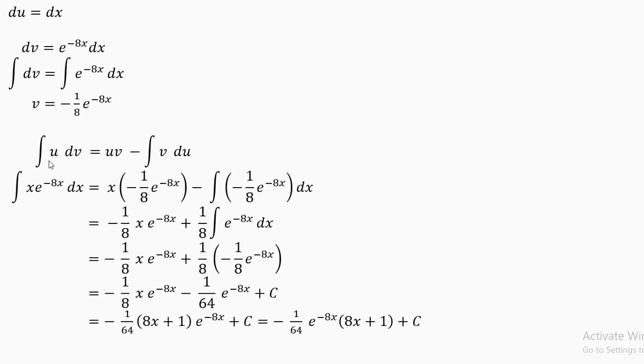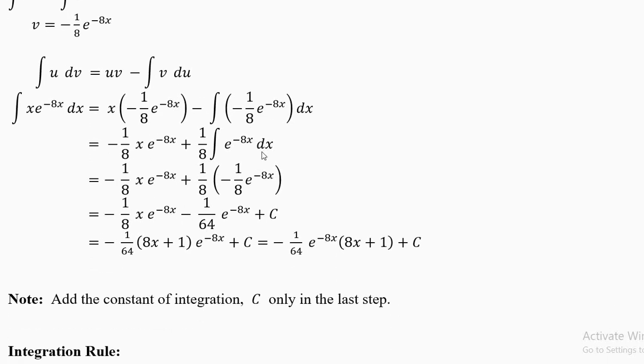Now the main formula is integral u dv equal to uv minus integral v du. Now you take this x, u equal to x, v equal to minus 1 over 8 e power minus 8x. Please put it in a bracket here and here. Now open this bracket, you will get minus 1 by 8 x e power minus 8x. Write it in 2-3 steps because the process is not over. Now this integration process has to be carried out. This minus 1 by 8 will come out, minus into minus becomes plus, which is 1 over 8 e power minus 8x. You integrate it one more time.